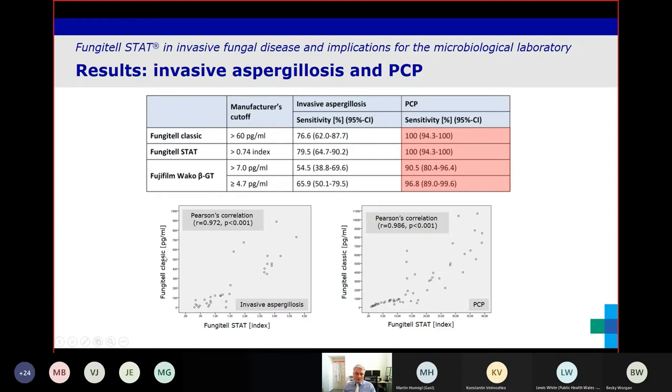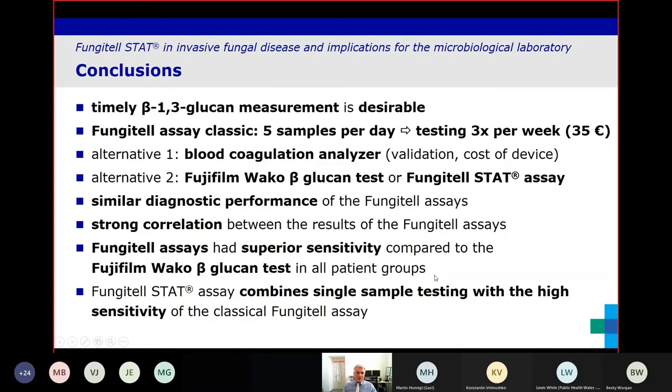Again, for both the classical Fungitell assay and the Fungitell STAT assay, the results show very good correlation for invasive aspergillosis and pneumocystis pneumonia patients. With this, I will come to my conclusions.